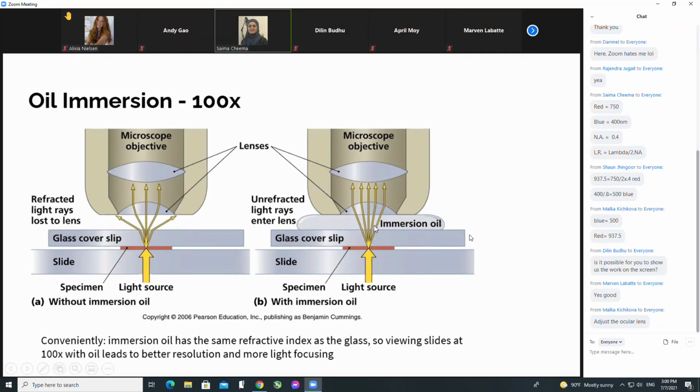So none of the light rays would bend and none of the light would be lost. A lot of the light rays would keep traveling on the path that they originally were on as they exited the glass cover slip. Because it's straight ahead, a lot more light is captured by the objective lens. So you can't use an oil immersion lens and see a very fine focused image unless you put the oil on it. It will magnify it, it will just not give you the resolution that you're looking for.